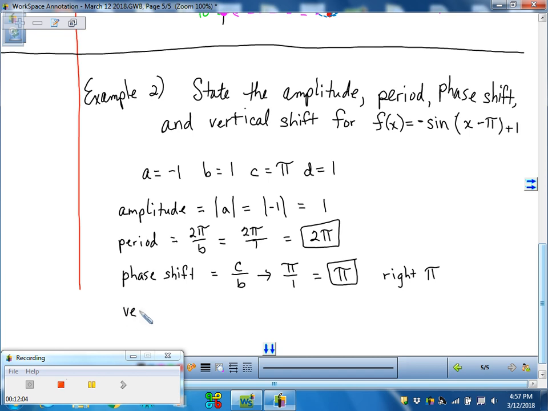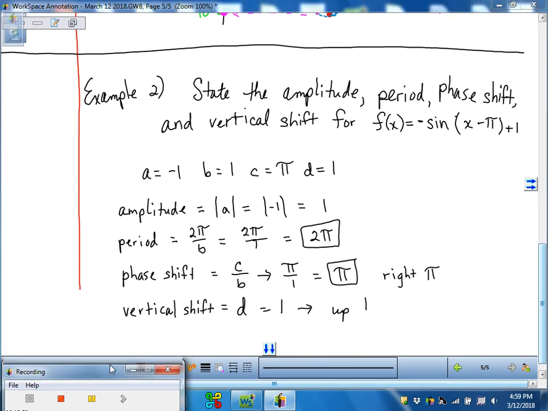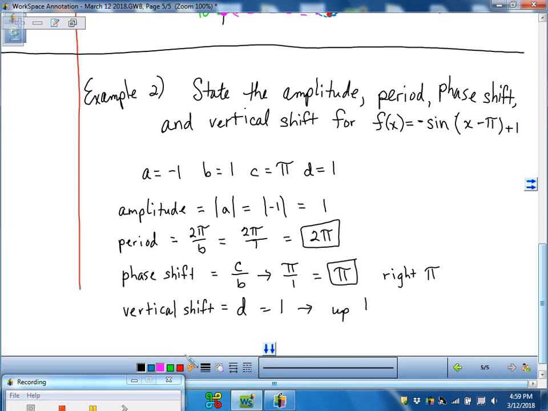And finally, we've got our vertical shift, which is D. And on this, our D is equal to 1. So we're going to be going up 1, which also means that our midline is located at y equals 1. Let's go ahead and pause and write down this information, and we will finish up with our graph.